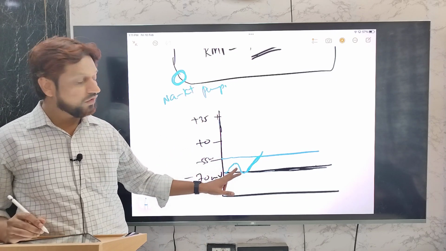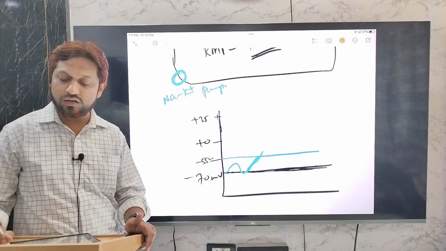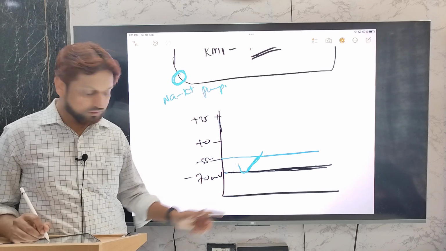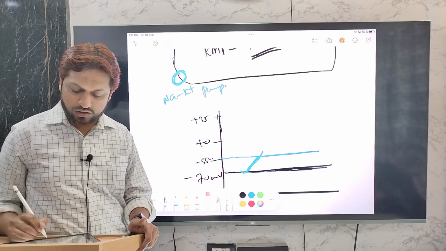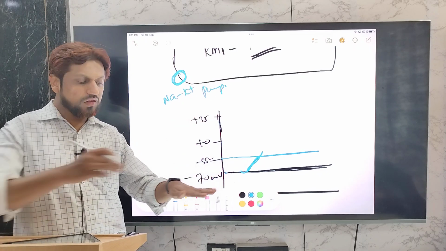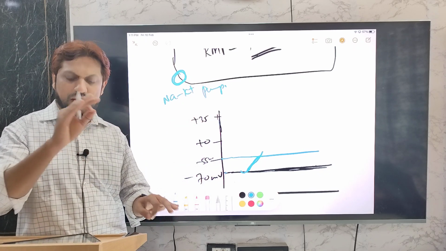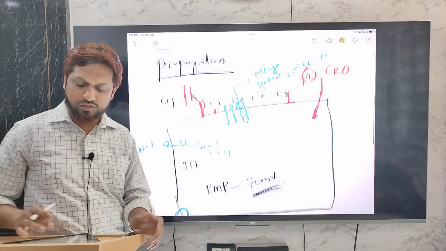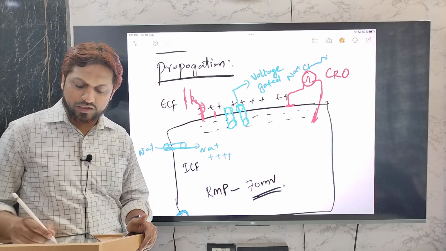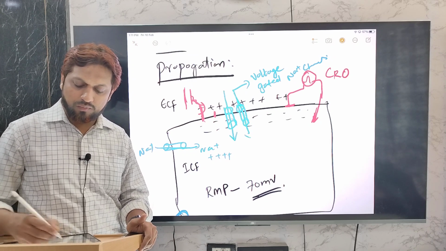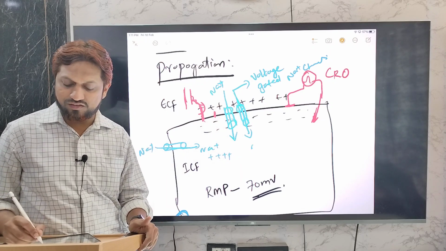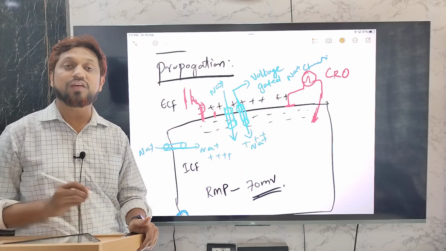We'll discuss the difference between the graded and the local potential in some other video. Right now we are discussing only the action potential, so we won't discuss the graded potential in this particular video. Now, when the neuron is stimulated by a threshold stimulus, the voltage gated sodium channels are opened, and the sodium from outside, that is the extracellular fluid, will enter inside the cell.